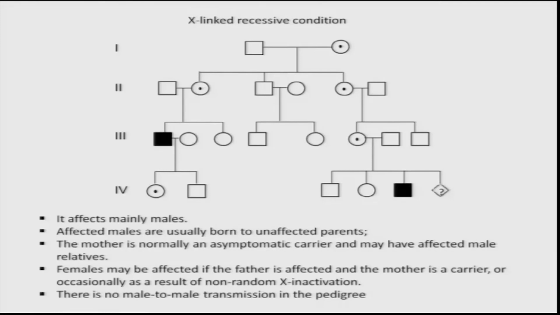For example, here the son is affected, his mother is a carrier, but asymptomatic, not showing. Likewise, her mother is asymptomatic, but carrying the defective allele. Likewise, her mother is a carrier, not showing symptoms. The mother is normally an asymptomatic carrier and may have affected male relatives, right.